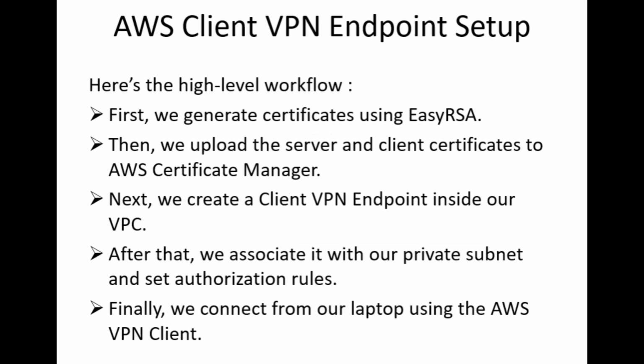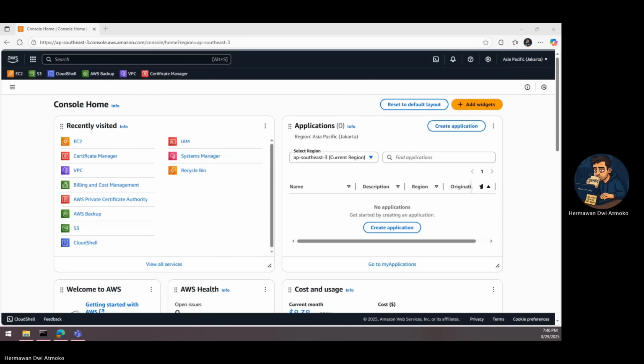In this video, we'll build an end-to-end solution. We'll generate certificates with EasyRSA, upload them to AWS Certificate Manager, create and configure a Client VPN Endpoint associated with a private subnet and set authorization rules, and finally connect from our laptop with the AWS VPN client. By the end, you'll see how easy it is to create a secure remote access into AWS without exposing your servers to the internet.